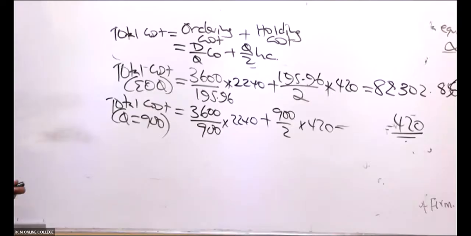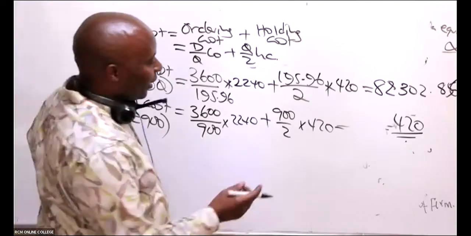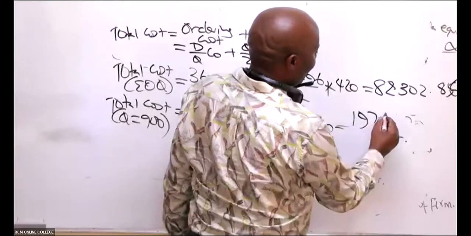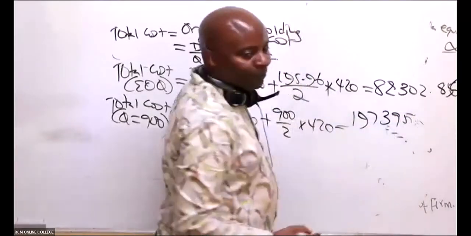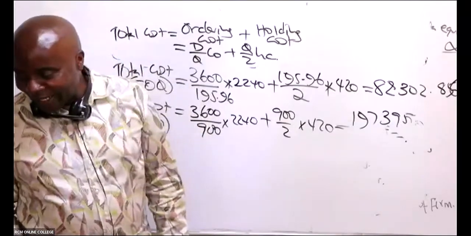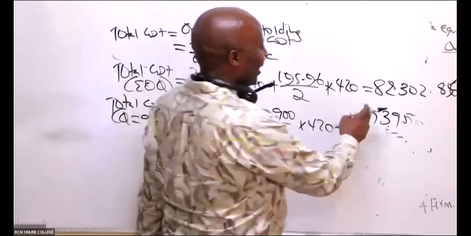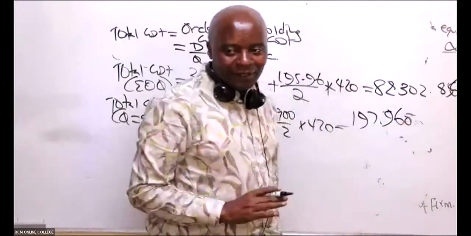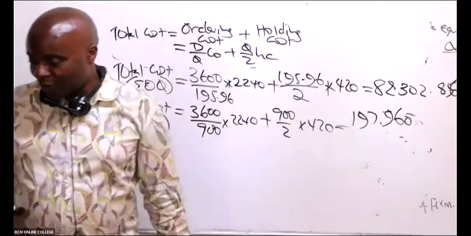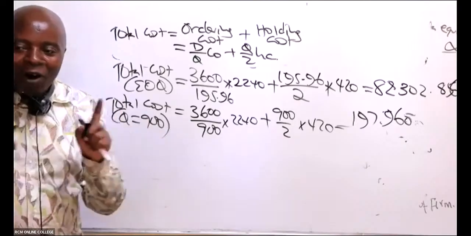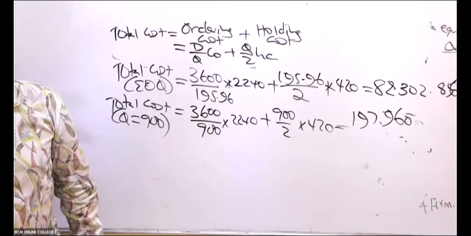How much are we able to get? 97? 197? 395? 197? 960? 960 point something? Or just that? Thank you so much.